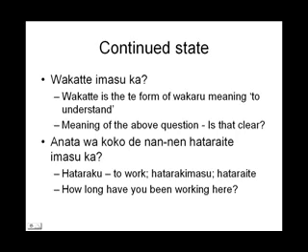Look at the next example. Anata wa koko de nannen hataraite imasu ka? Hataraku means to work. It's a group 1 verb. Hatarakimasu is the masu form. Hataraite is the te form. Hataraite imasu means working. Koko is this place or here. Nannen means how many years. So the meaning of this sentence is, how many years have you been working in this place? Alternately, it is equivalent to asking, how long have you been here?